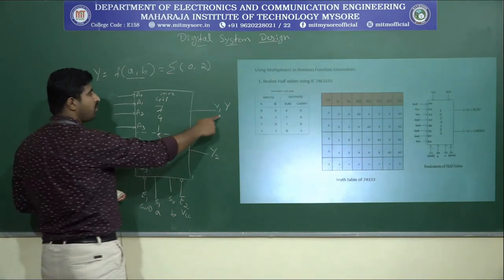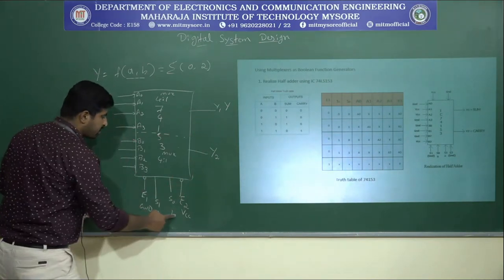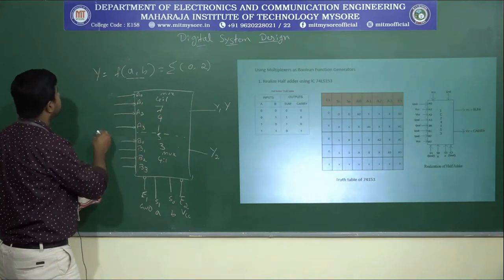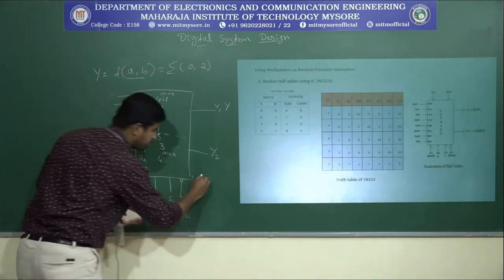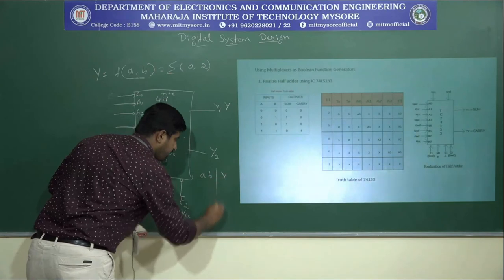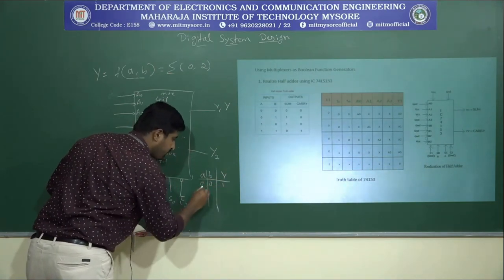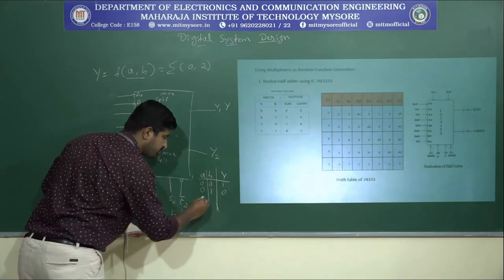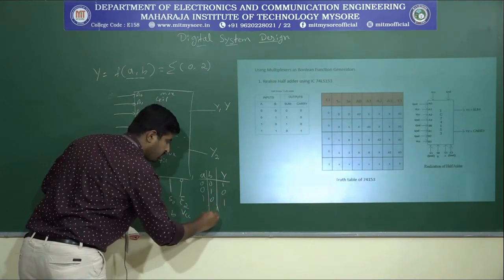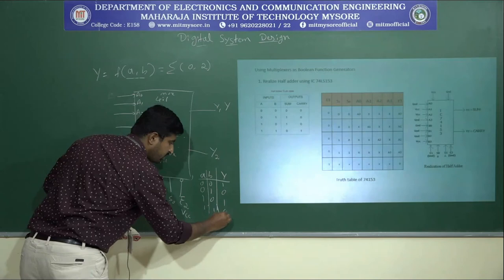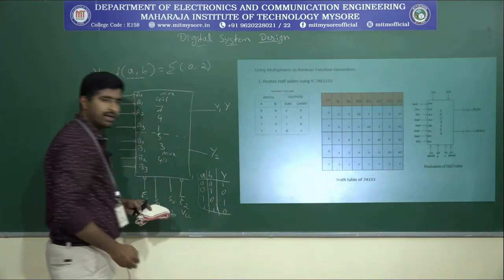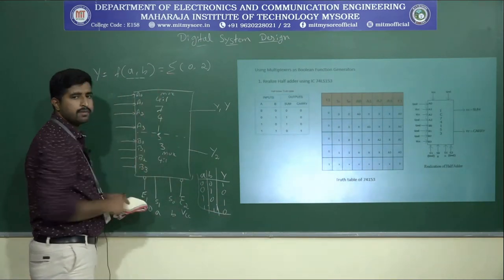Now, when the inputs are 0, 0, we'll have the truth table here. So A, B, Y: 0, 0, output must be 1; 0, 1, output must be 0; 1, 0, output must be 1; and 1, 1, output must be 0, right? This is our function, okay?